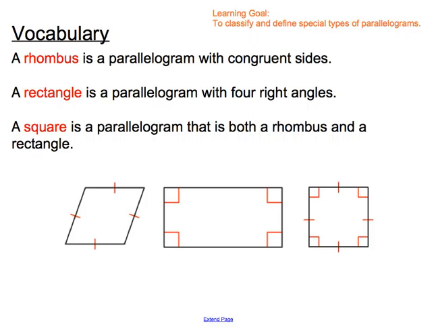A rhombus is a parallelogram with congruent sides. A rectangle is a parallelogram with 4 right angles, and a square is the combination of both a rhombus and a rectangle.